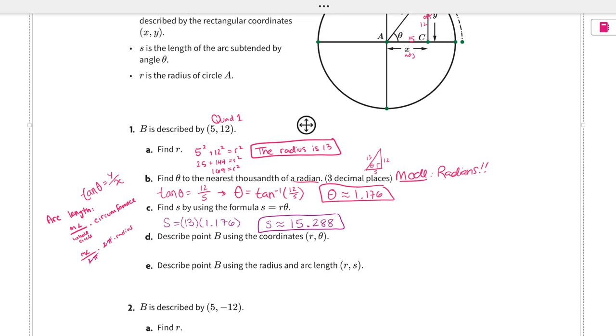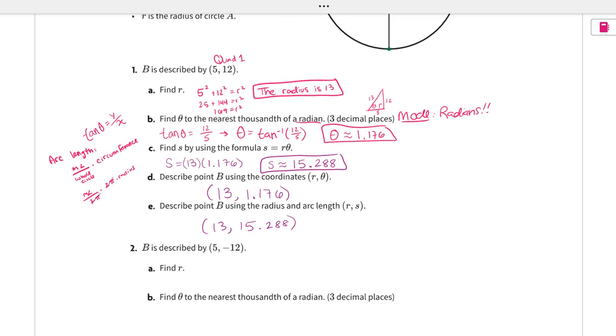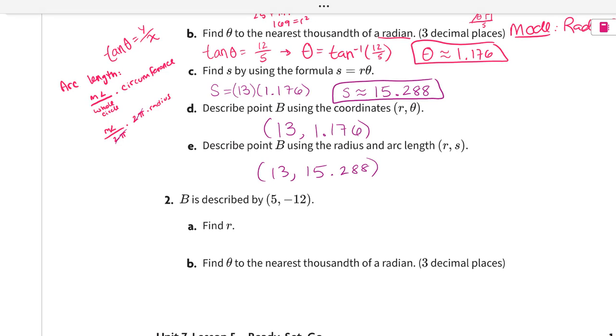Describe point P using our radius as our first component. Well, our radius is 13. And our angle as our second component. So 1.176. Okay, now we want to use point B as the radius again. So 13, but this time using the arc length as our second component. So 15.288.